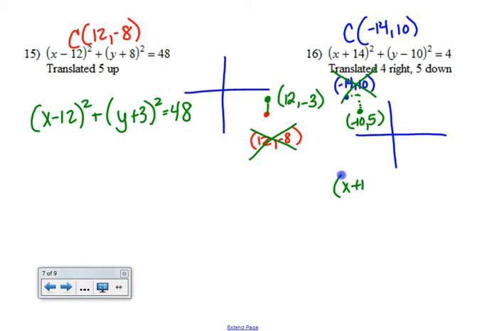So I just changed the formula to say x plus 10 quantity squared. And then, whoops, y minus 5 quantity squared. And it still equals 4, because the radius is still going to be a 2. That is circles in the coordinate plane.